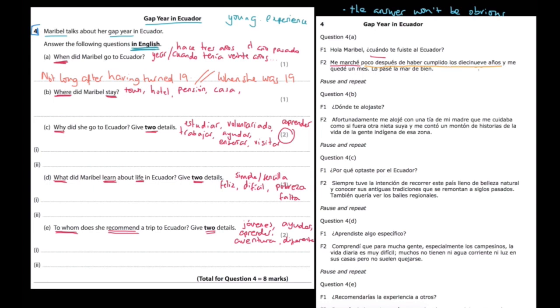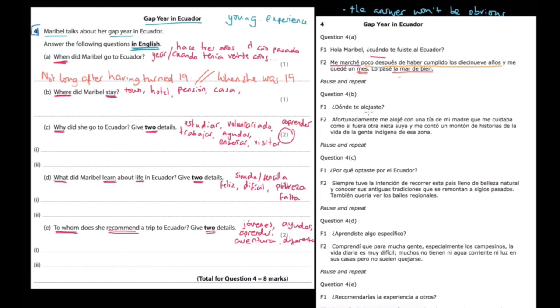a little bit tricky. Y me quedé un mes. I stayed for a month. Notice here they've got a little distractor, un mes. So they're expecting some people to hear un mes, okay, this might be a month ago, for example, or last month or something like that. No, when she was 19. Lo pasé la mar de bien. I had a really good time, okay? Remember this expression, la mar de bien, a really good time.